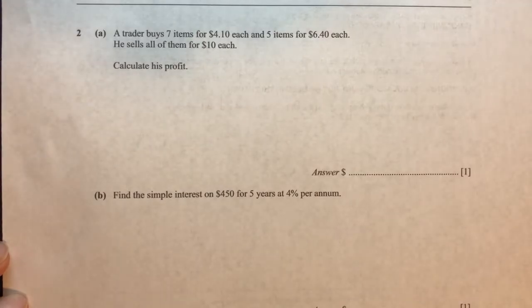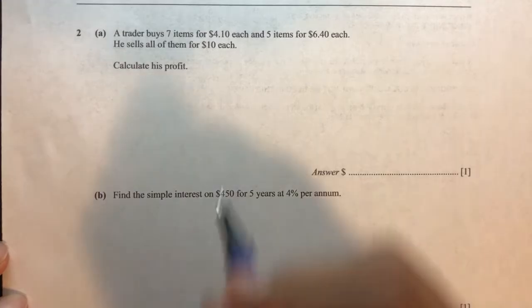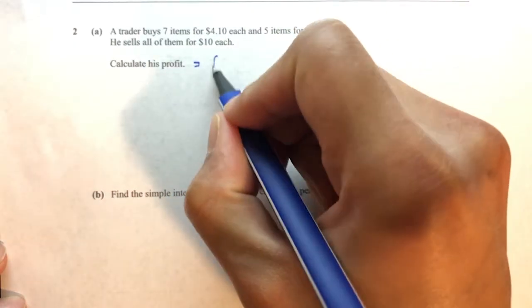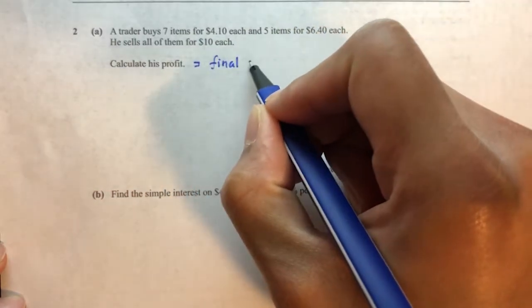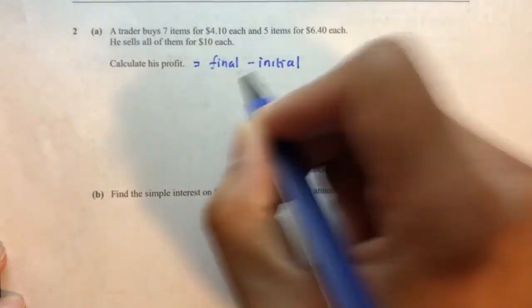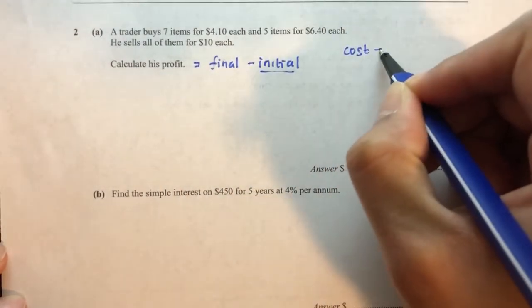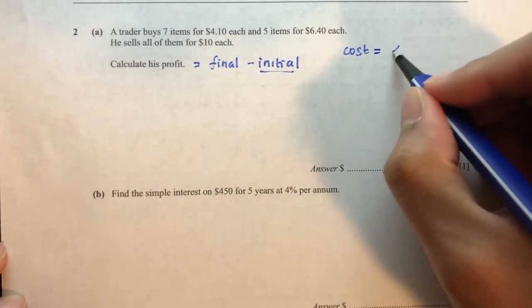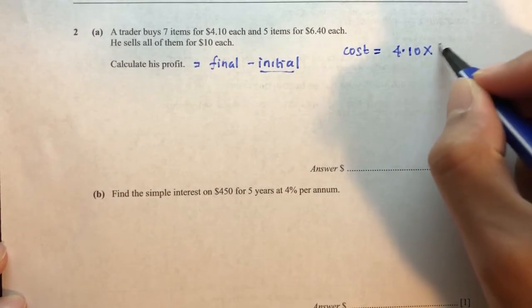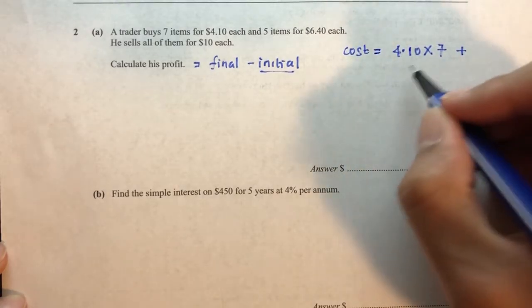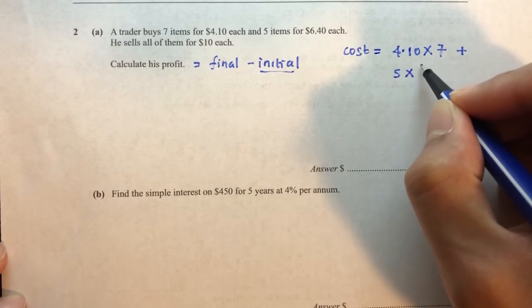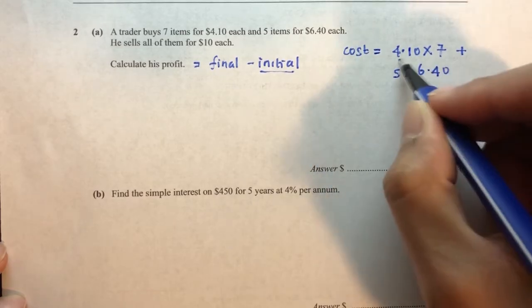Question number 2, part A. A trader buys 7 items for $4.10 each and 5 items for $6.40 each. He sells all of them for $10 each. Calculate his profit. Profit is final minus initial, right? So what is his cost? What is his cost? It will be 4.10 times 7 plus 5 times 6.40. So let's do one by one.